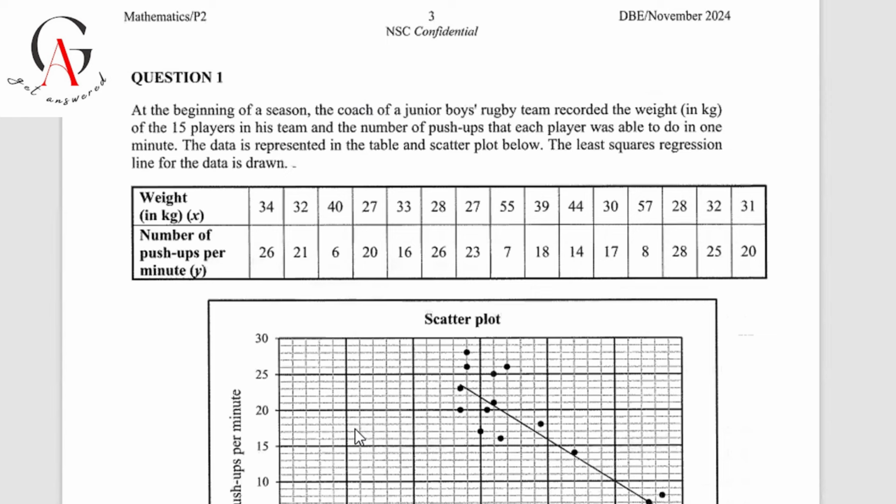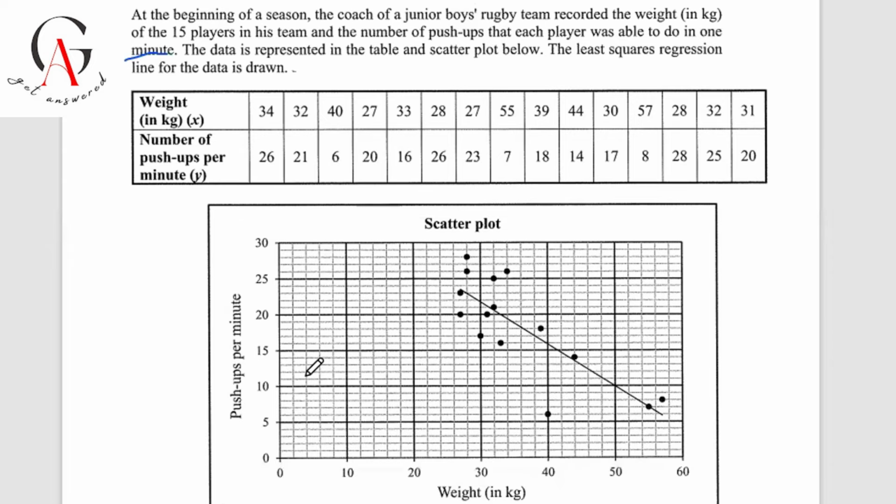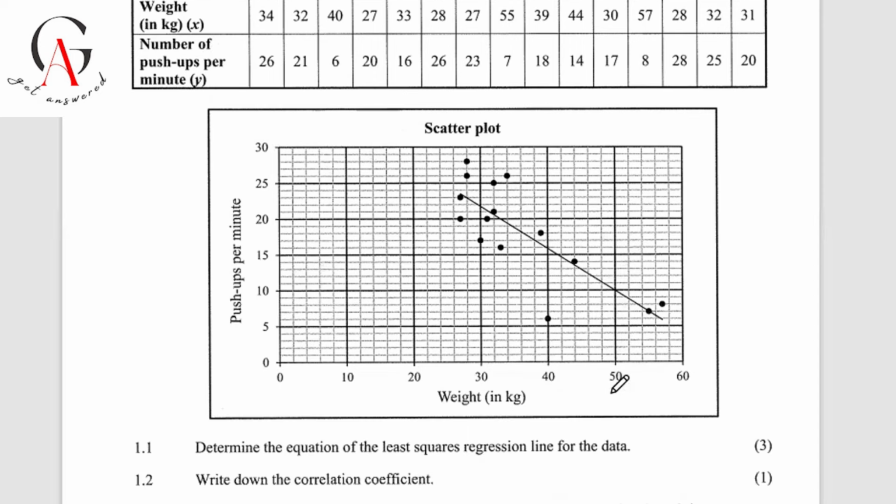Okay. All right. Then question number 1, which is always the statistics, is telling us that at the beginning of a season, the coach of the junior boys rugby team recorded the weight in kilograms of the 15 players in his team, and then the number of push-ups that each one was able to do in just 1 minute. The data is represented in the table and then the scatter plot below. The least square regression line has been drawn for us. All right, so we can see that the weight is in kilograms, good, and the number of push-ups will be the Y. We have all those details.